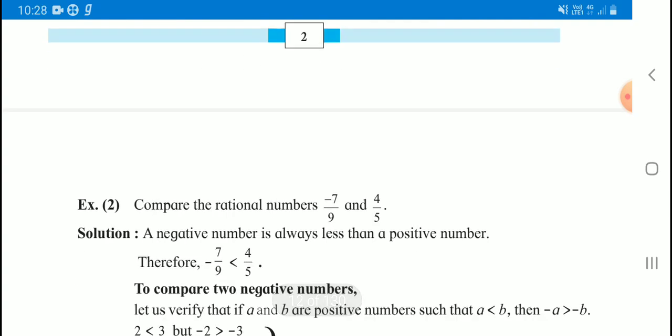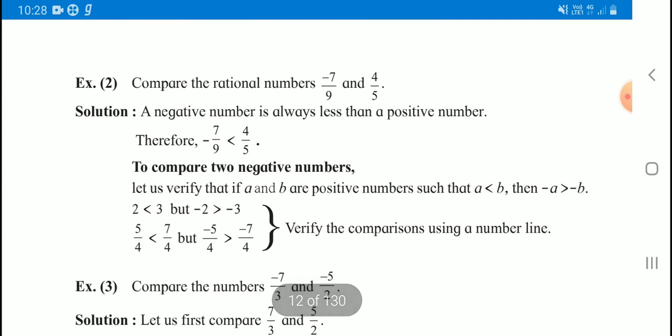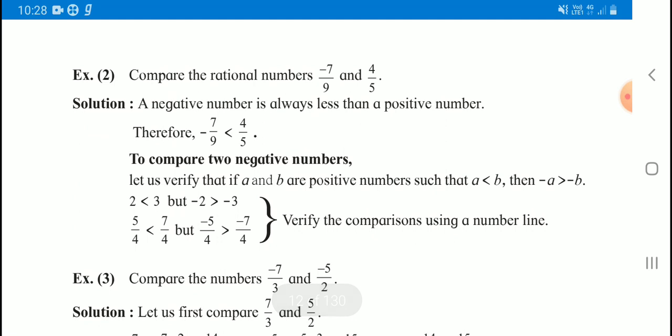Now, one more example they have given here. You have to compare the rational numbers negative 7 upon 9 and 4 upon 5.